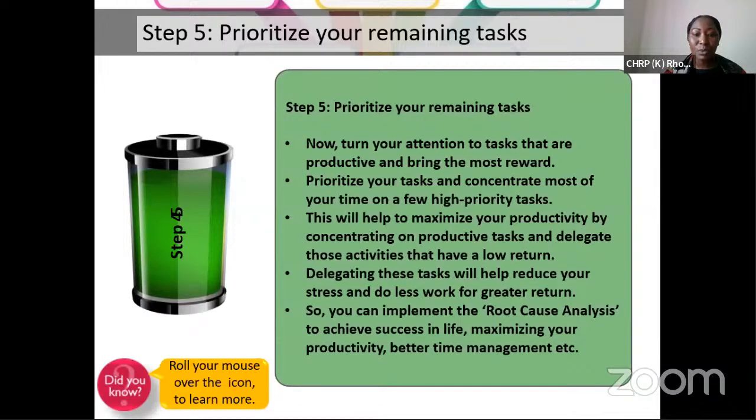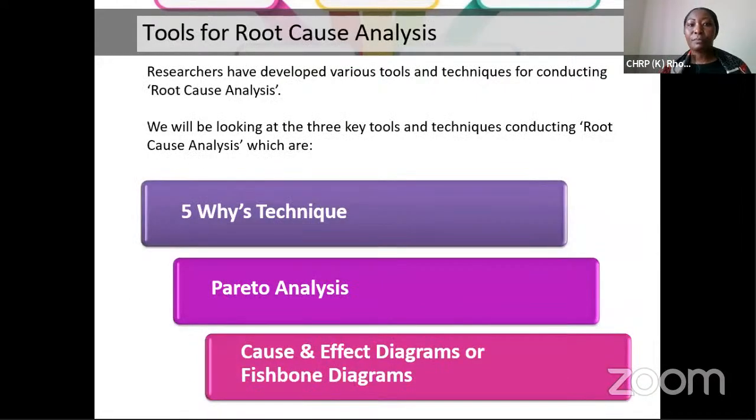Then delegating the tasks will help you reduce your stress and do less work for greater returns. And then you can implement the root cause analysis to achieve your success in life, maximizing your productivity, better time management, and you'll become a more productive and better person in terms of achieving. That is it about the overview of the root cause analysis.